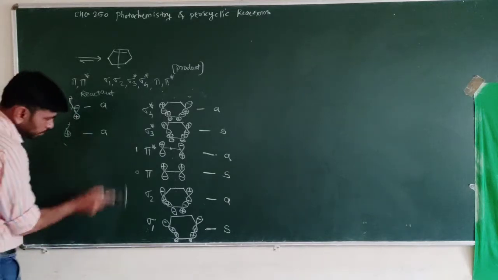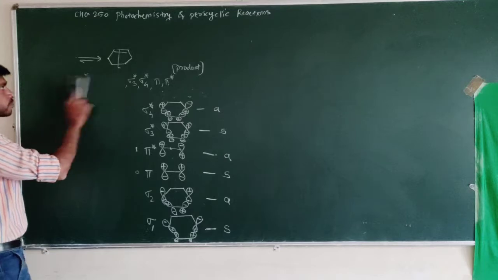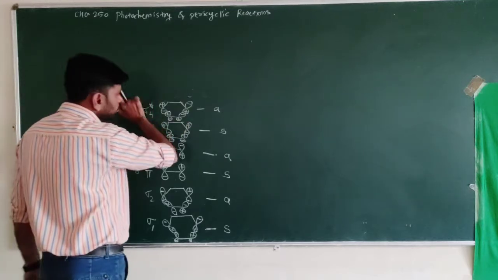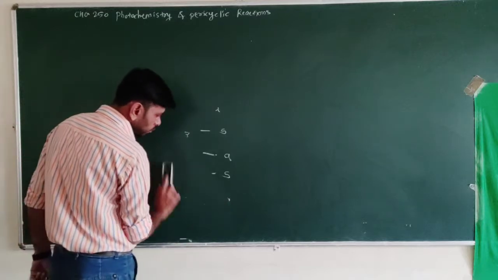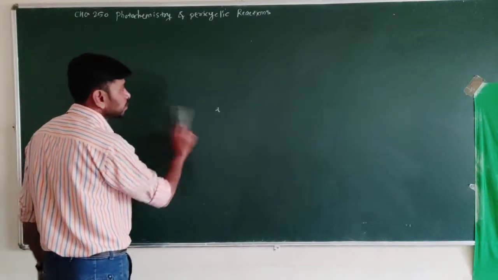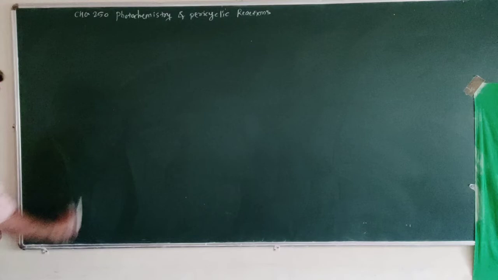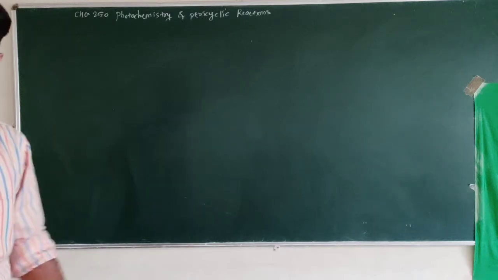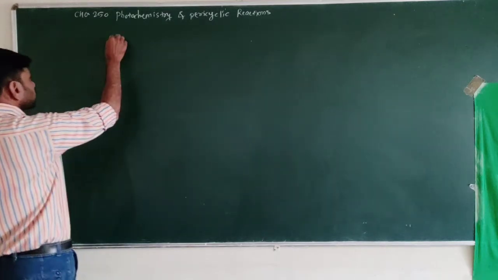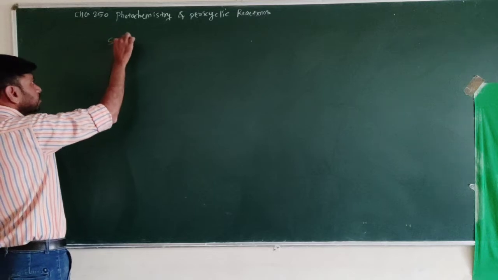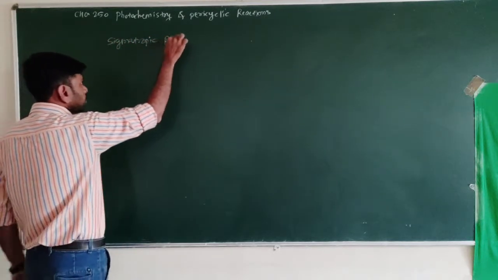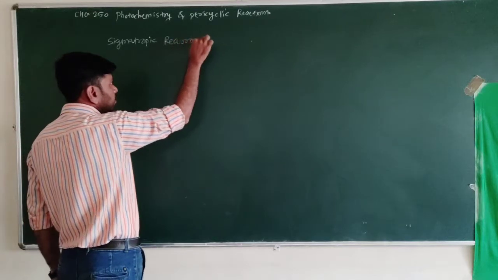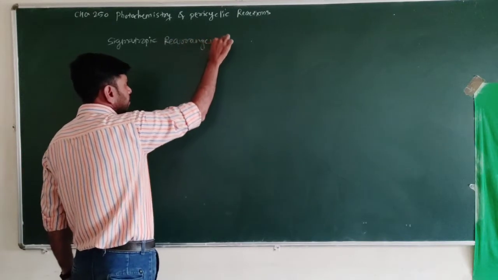Now in the sigmatropic rearrangement there is a transfer of a sigma bond from one end to another end within the same molecule. Within the same molecule the reaction occurs. So the third topic we have to see is sigmatropic rearrangement, the third type of pericyclic reaction.